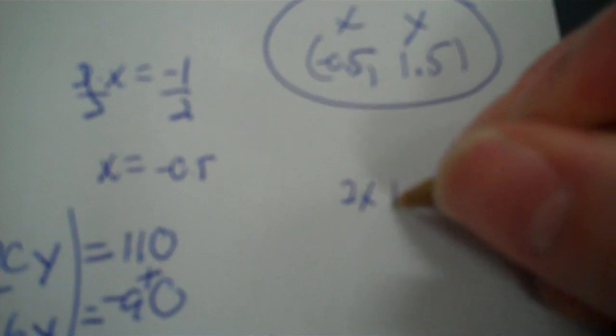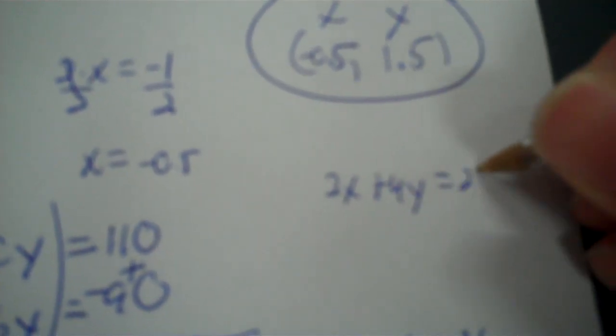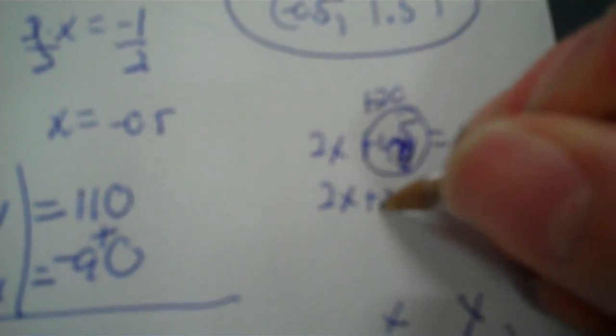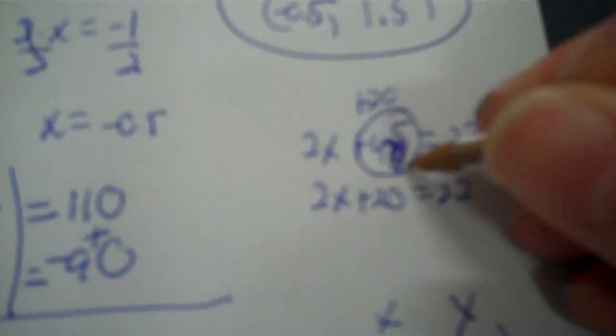Now to find your x solution, use the first equation you have, or you can use that one too. It doesn't matter. You can use either of the equations. So 2x plus 4y equals 22. Now, here's the y. It's multiplied by 4, but not anymore. It's going to be multiplied by 5. 4 times 5 is 20, not 20y. So we have 2x plus 20 equals 22.